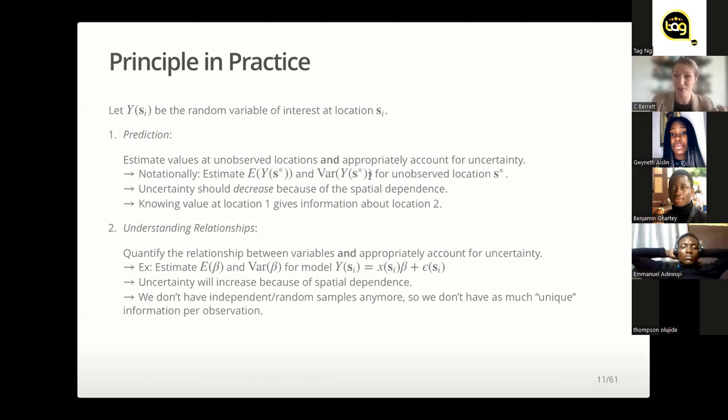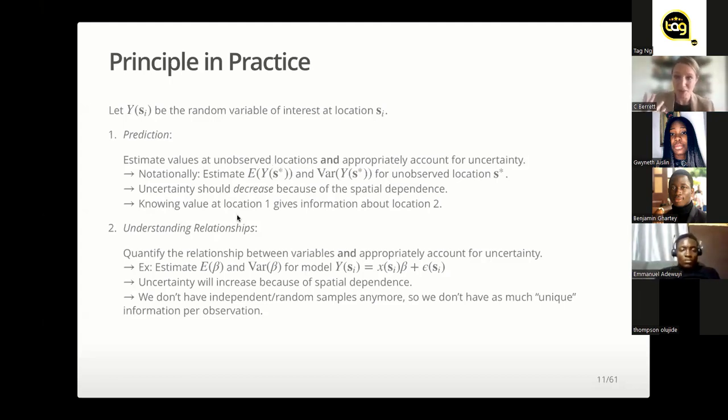Because we have this dependence, we can actually decrease our uncertainty of y because of that spatial dependence. So we make use of that dependence to help inform our predictions. This was that principle that the probability of A given B increases if we know B.